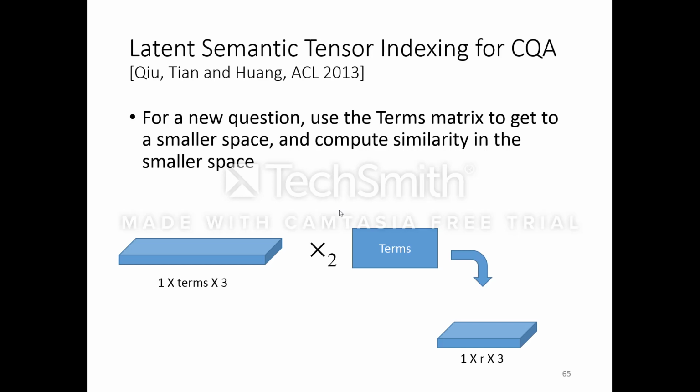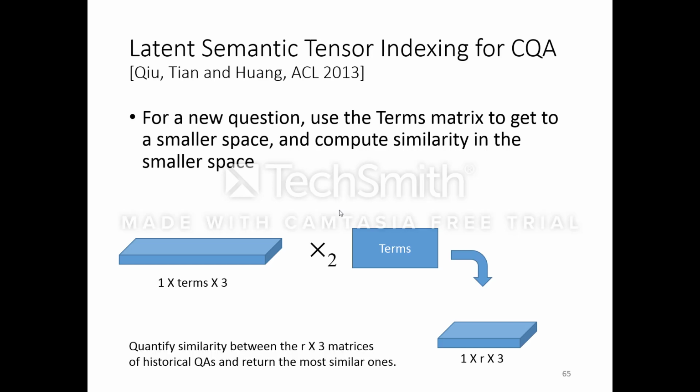Of this new question, and then you can quantify the similarity between R by 3 matrices of historical QAs and return the most similar ones. So instead of computing in the case of SVD, where we saw that we have this R length vector, now you have a 3 by R matrix, and then you compute the similarity in that lower dimensional representation, and that's what you get. Okay. Essentially, you can use that similarity as a scoring function and retrieve the top scored CQAs in response to this new question. Okay. So that's what it is.